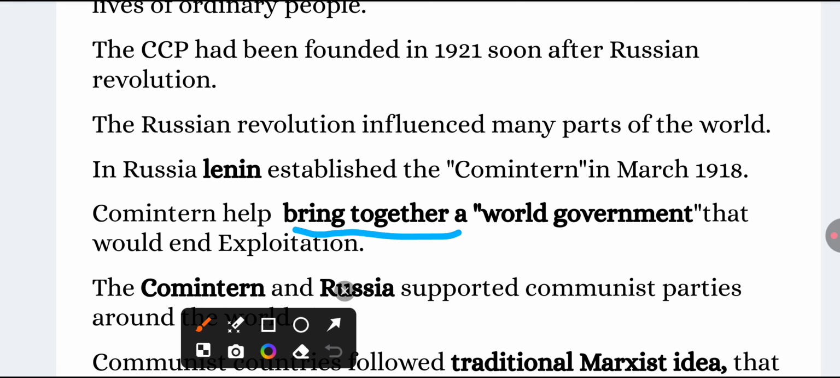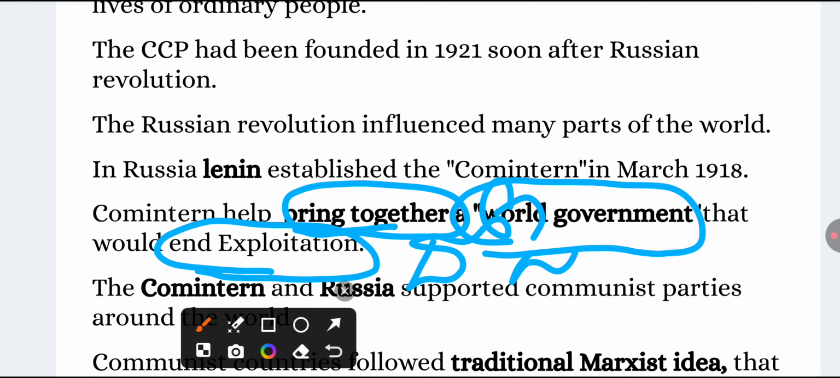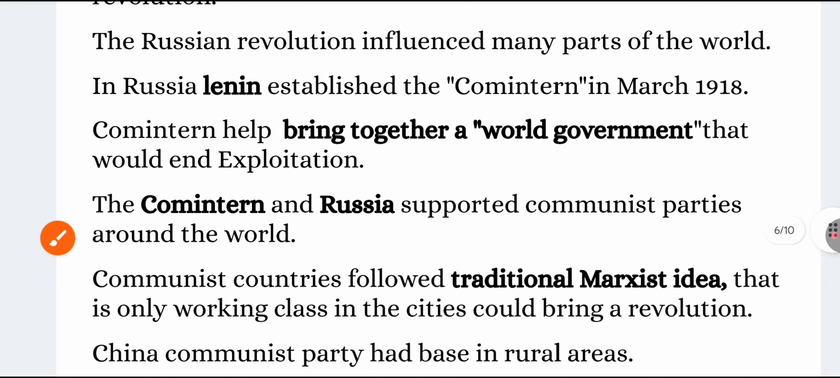So what is the goal of the Comintern? The Comintern helps bring together all the countries. The Comintern international organization wanted a world government, and that would end exploitation. Comintern wants an end to exploitation. So much exploitation is there. Exploitation means exploiting the people. So the Comintern organization wants a world government, and they also want to end the exploitation. So the Comintern and Soviet Russia supported communist parties around the world.